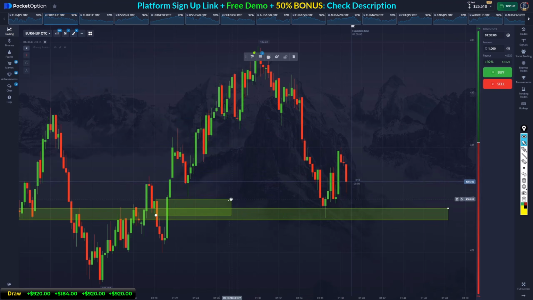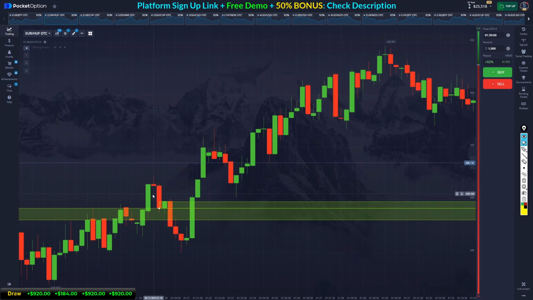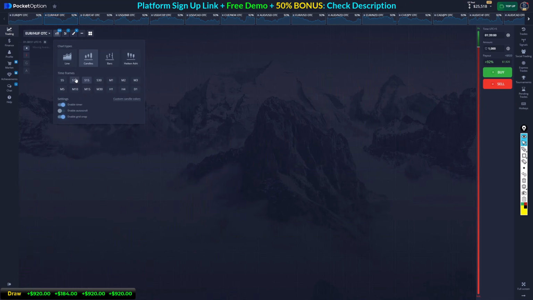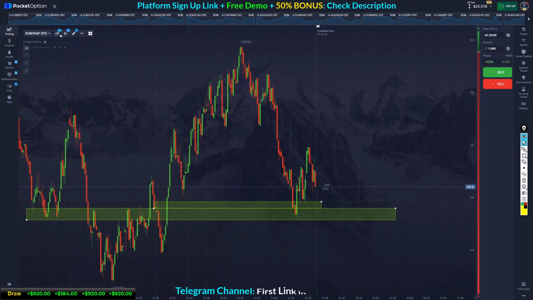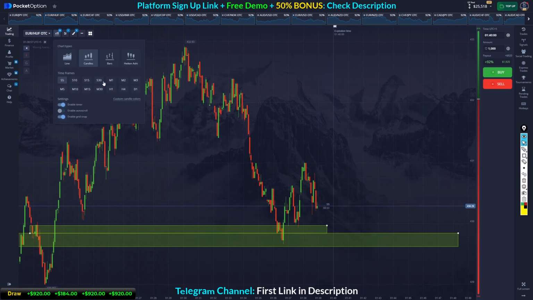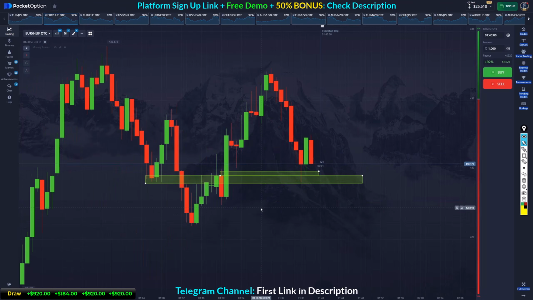Failed supply becomes demand. Okay, failed supply, this is a supply, broken strongly becomes a demand. Let's go lower time frame to see if we can find a regular one. No. All right, so this was beautiful.